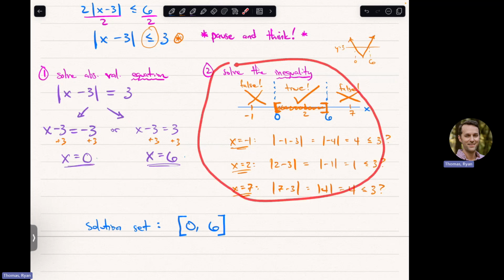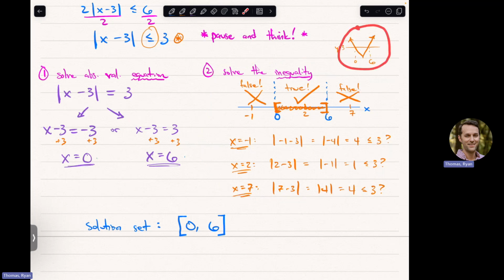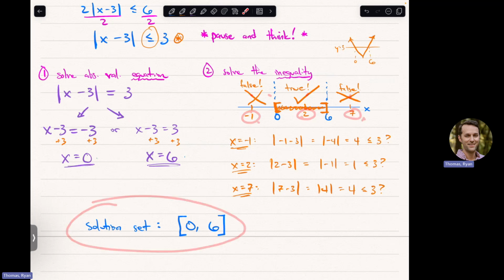then solve the inequality by either using some kind of graphical reasoning, right? The question was less than, which means sitting below. So not here, and not here, but in here works. Or, if you like the numerical argument more, by testing points to decide which intervals work and which don't, and then just writing down the answer based on that.